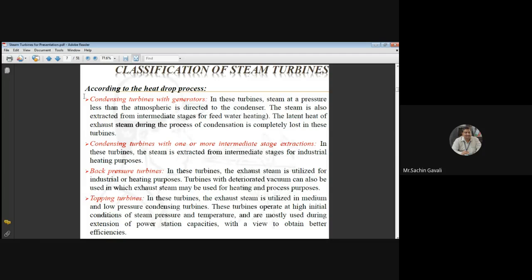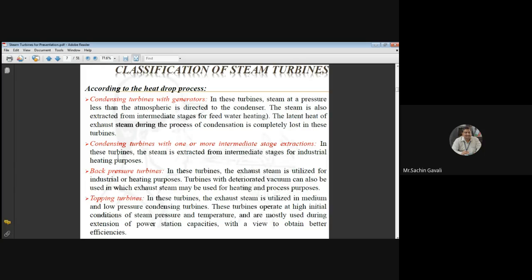And we know condenser types, that there are two types: jet condenser and surface condenser. So that kind of turbines are condensing turbines with generator. Then condensing turbines with one or more intermediate stage extractions.